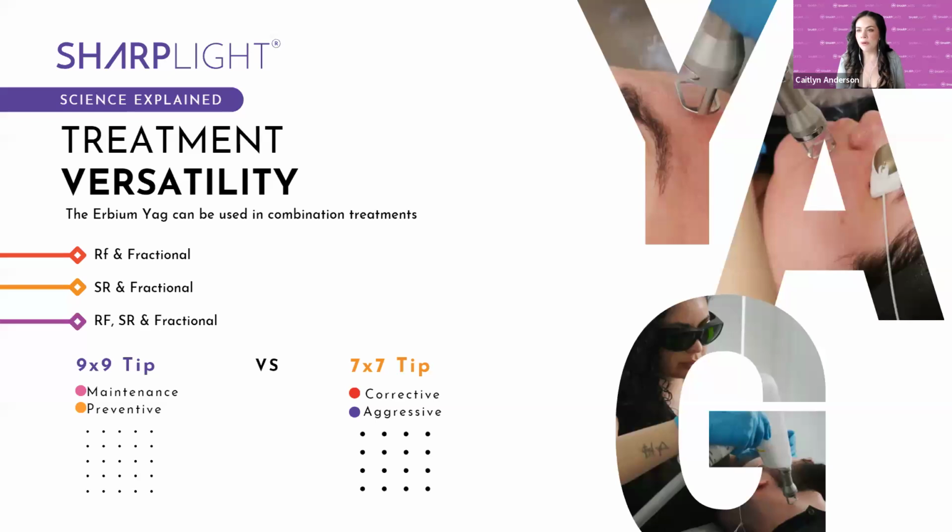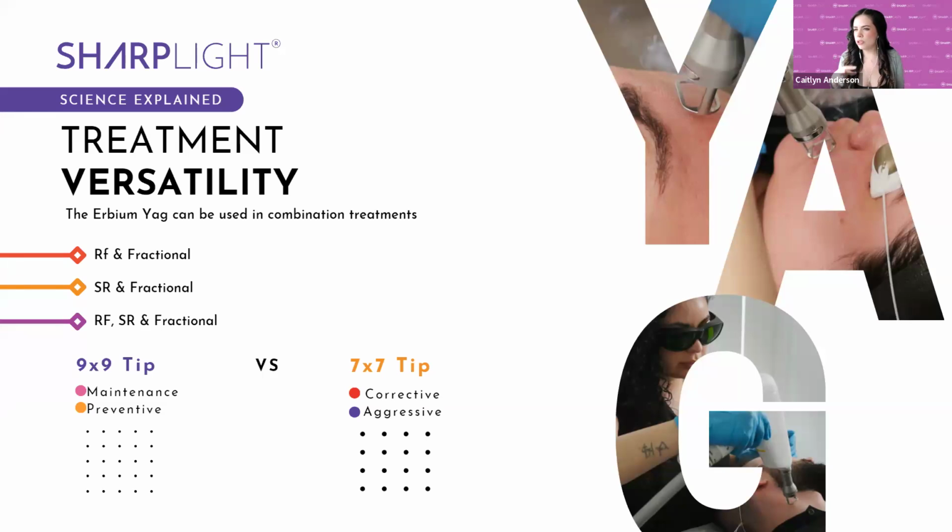Our fractional handpiece right now has two tips, the 9x9 and the 7x7. You might be wondering, well, what's for what? So the 9x9 is your maintenance and preventative. This spatial pattern has smaller dots, but lots of them. The smaller the dot, the faster the healing, right? If you're trying to heal a small dot, the skin is nice and close together, so it doesn't take as long to heal. So this can be used for refreshing and first-time treatments. If somebody's really nervous about fractional and doesn't know what to expect, and they just want to get a taste of it, 9x9 is a great place to start.